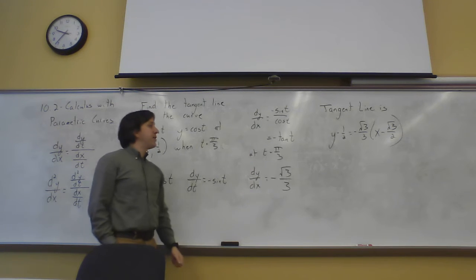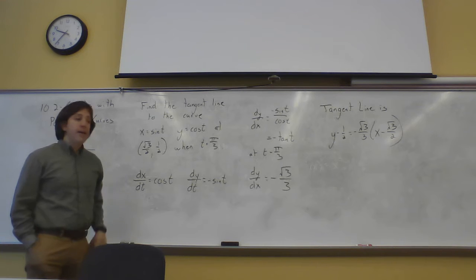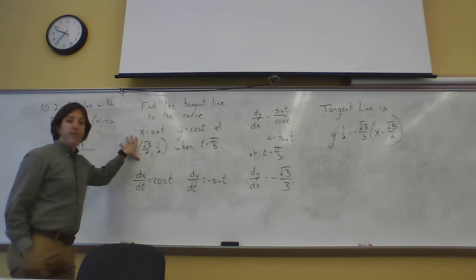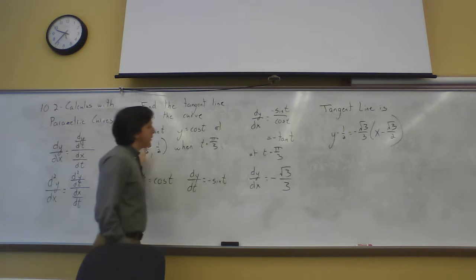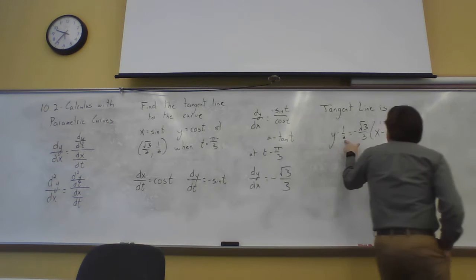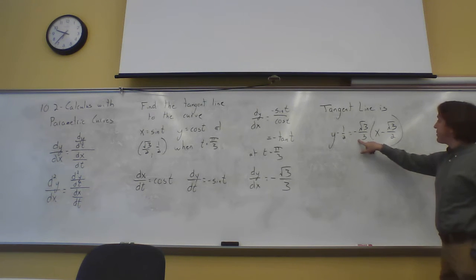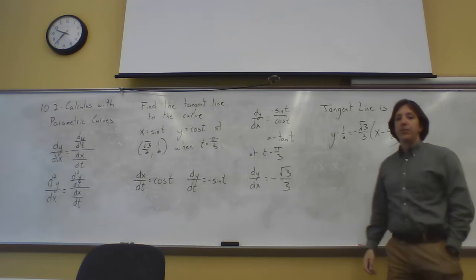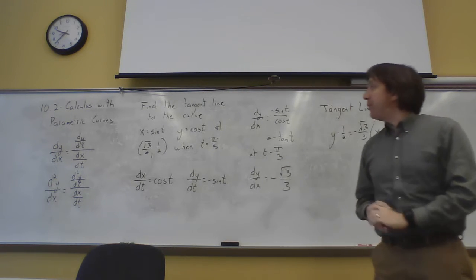All that's left then is to put it into the form of an equation for the line. And since very conveniently we have this point, square root of 3 over 2, 1/2, you get this in point slope form. y minus 1/2 is equal to negative square root of 3 over 3, there's that slope again, times x minus the square root of 3 over 2. So there you go. That's tangent lines with parametrics.